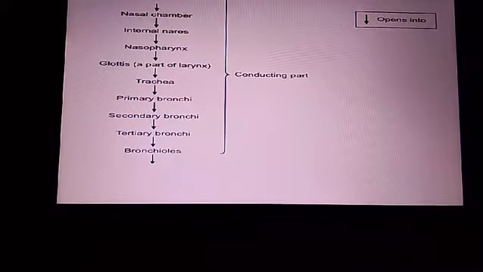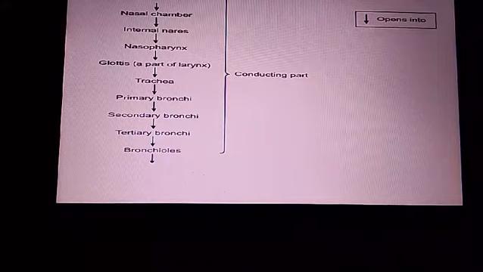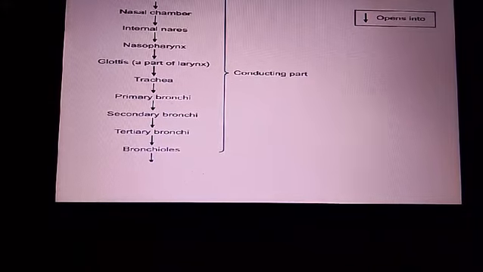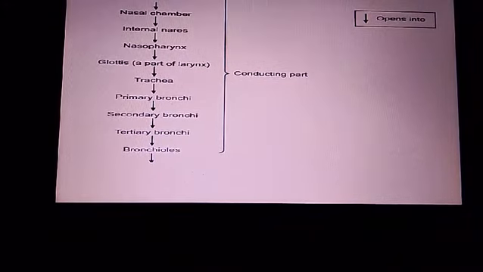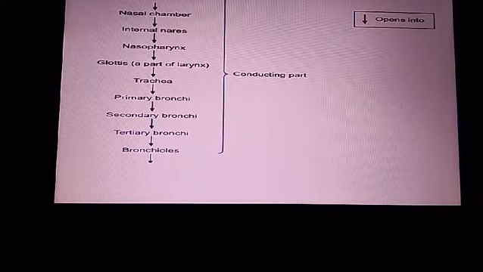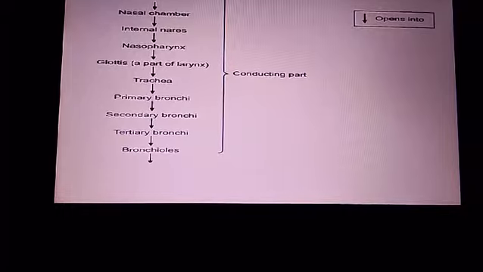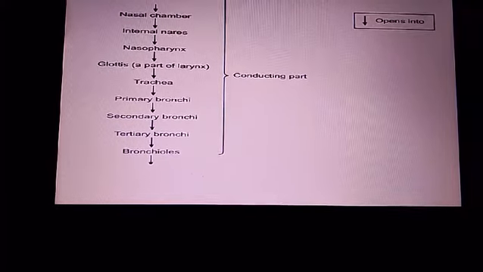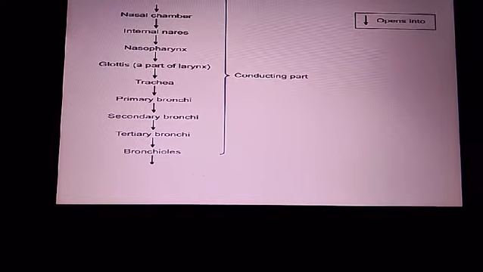Okay, here's a flowchart. The flowchart shows the structure of the respiratory passage. It opens into the nasal chamber, internal nares, nasopharynx. These are the components of our nose. Then the glottis, a part of the larynx, then the trachea. Then here are three structures of bronchi: primary, secondary, tertiary, and the last one is the bronchioles.